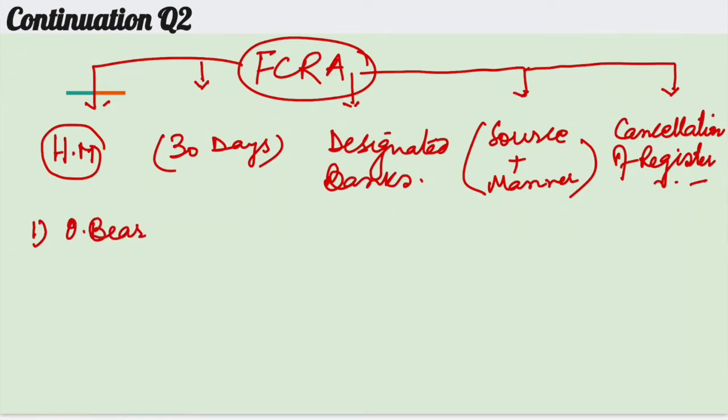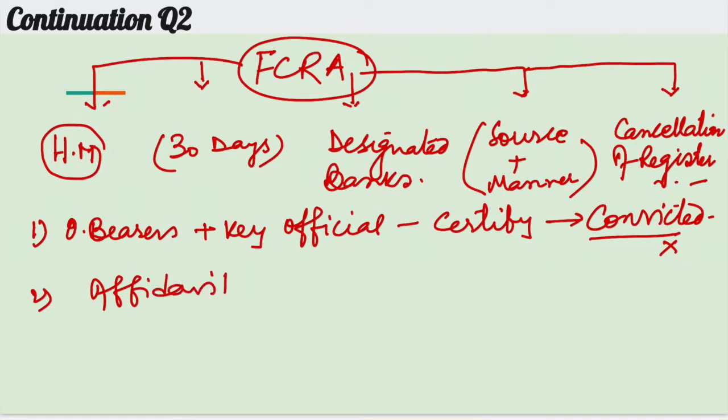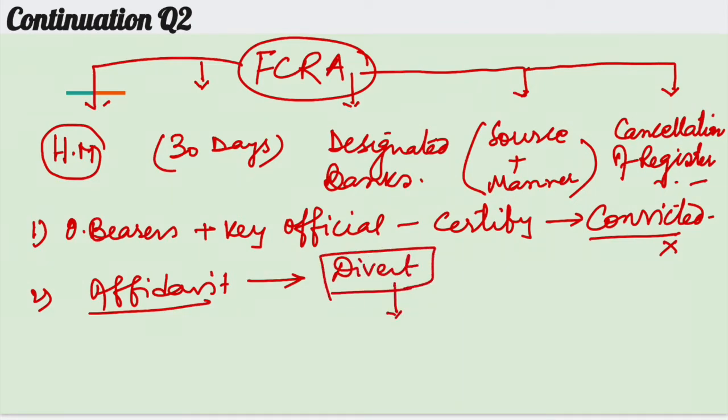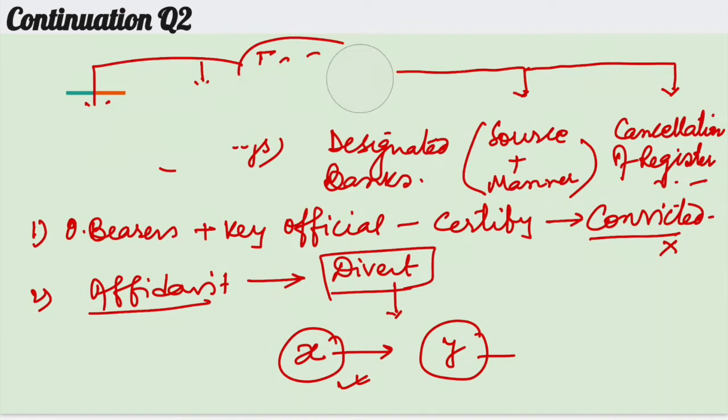The first is that all the office bearers of the NGO and the key functionaries, or you can say the key officials of the NGO, will have to certify that they have never been convicted. Second, they will also have to give an affidavit that they will not divert the use of the fund. Diversion of the fund simply means that, for example, they are getting the fund for X work, they will devote that fund only for X, not for Y kind of work. Understood?